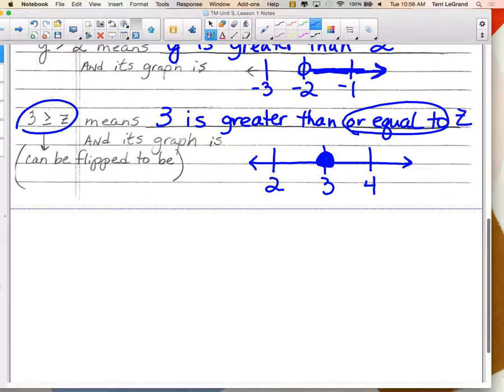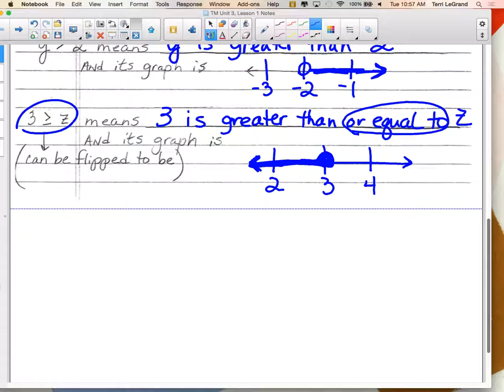Now, which side are we going to shade? 3 is greater than or equal to z. Remember, z represents all of the shaded numbers. Wade, what do you think? 2. So you want to shade in the direction of 2? Yes. Can you tell us why? Because 3 is greater than 2. That's pretty good reasoning. So he says he thinks we should shade this way. Anybody want to give him a thumbs up? Got a couple of people.